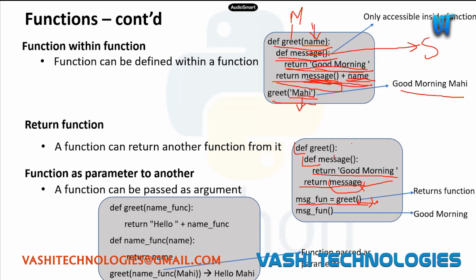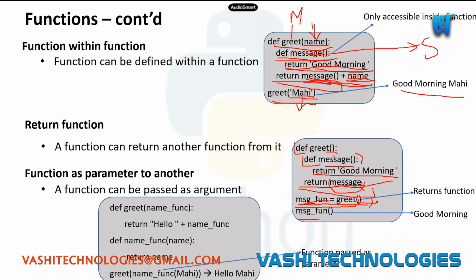Okay, if you see now, I have the main function which is greet and the sub function which is message. So what is message doing? It is just returning the good morning string. And the main function, which is greet, is returning message. It is directly returning me a function. If you see this message func, I'm calling greet. So greet will return me this message function. Now this msg underscore fun will be my message function because I'm returning a function.